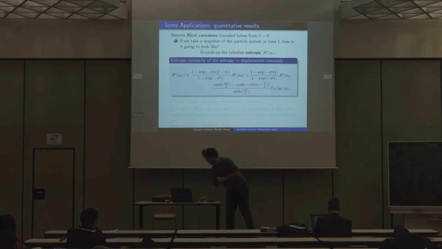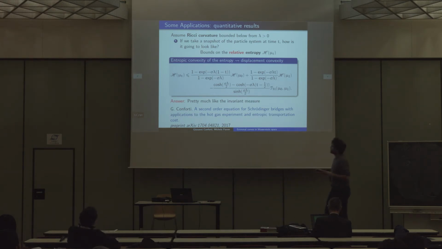And here is what we get. We get that the relative entropy against the volume measure, which is this curly H. Okay, this is a pretty ugly bound, and it would take a while to explain. But the answer is that particles are pretty much like the invariant measure, provided you have good ergodic properties, which means good curvature and good variance of your Brownian motion. And this bound says that the entropy at any time is bounded by some constants that depend on the initial entropy and the final entropy. And then here you have the gain.